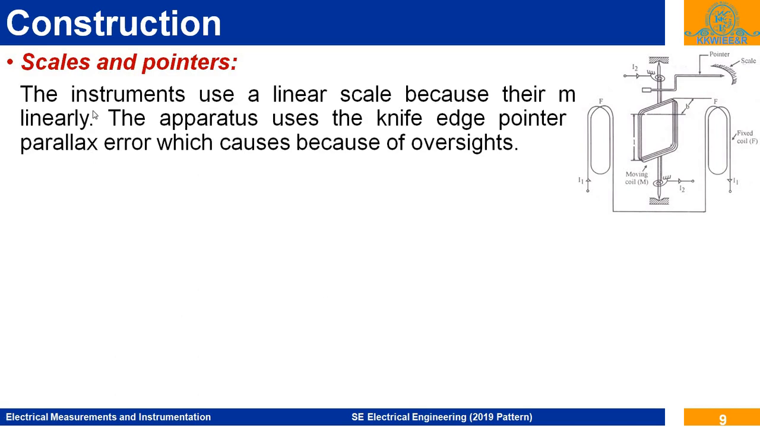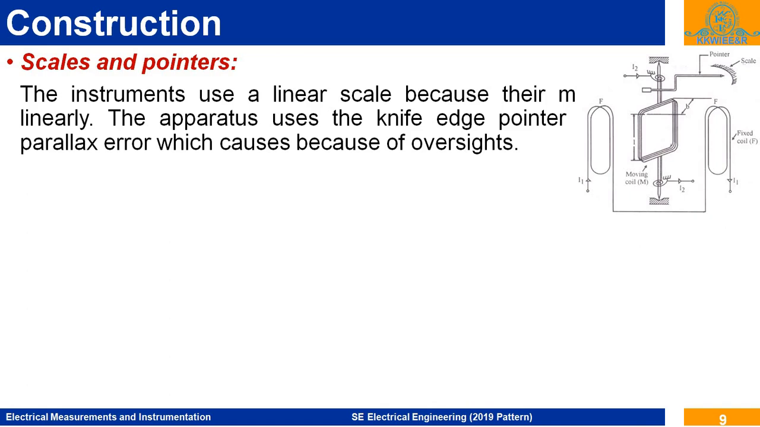The instrument uses a linear scale up to a certain limit, and it is compressed at the maximum reading. The apparatus uses a knife edge pointer to reduce parallax error, which is caused by oversight. There is a flat end that is twisted, which will give a correct reading.